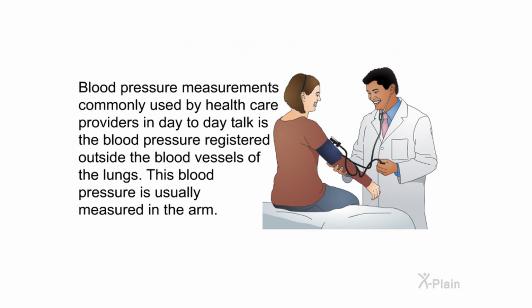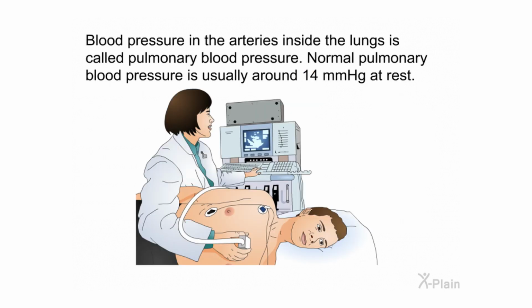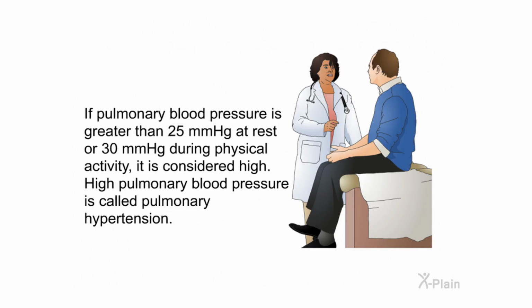Blood pressure measurements commonly used by healthcare providers in day-to-day talk is the blood pressure registered outside the blood vessels of the lungs. This blood pressure is usually measured in the arm. Blood pressure in the arteries inside the lungs is called pulmonary blood pressure. Normal pulmonary blood pressure is usually around 14 mmHg at rest. If pulmonary blood pressure is greater than 25 mmHg at rest or 30 mmHg during physical activity, it is considered high. High pulmonary blood pressure is called pulmonary hypertension.